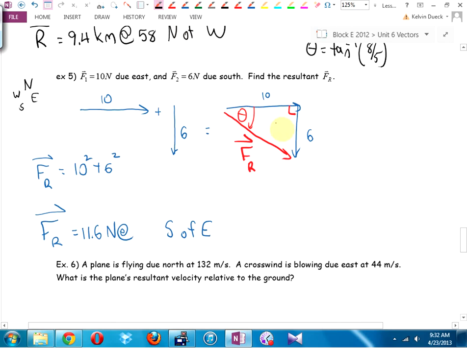That's 6, opposite, adjacent, or hypotenuse? Mr. Dueck, will it always be tangent? It'll most often, but not always, be tangent. Not always, but a lot of the time. It's going to be tangent of mystery angle equals opposite over adjacent.